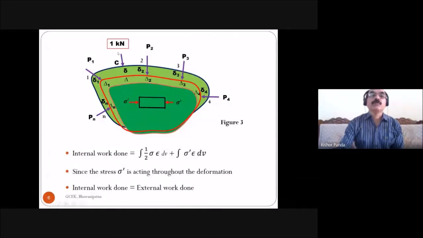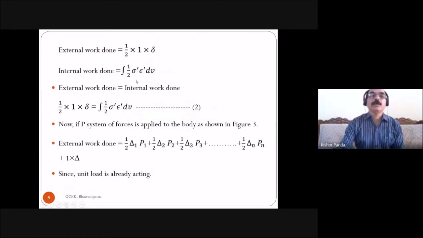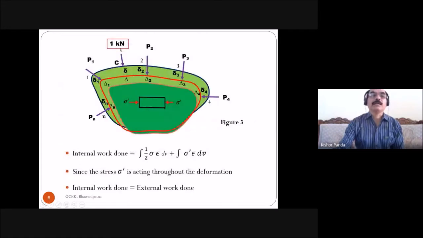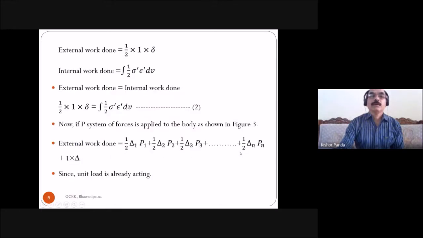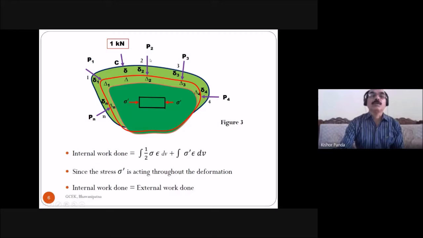But the unit forces are already acting on the body. So what is the work done due to this force? This is already present in the body, so the work done due to this unit force is 1 into delta, because this force is already acting on the body. So what is the total external work done due to the external forces and due to the unit force?